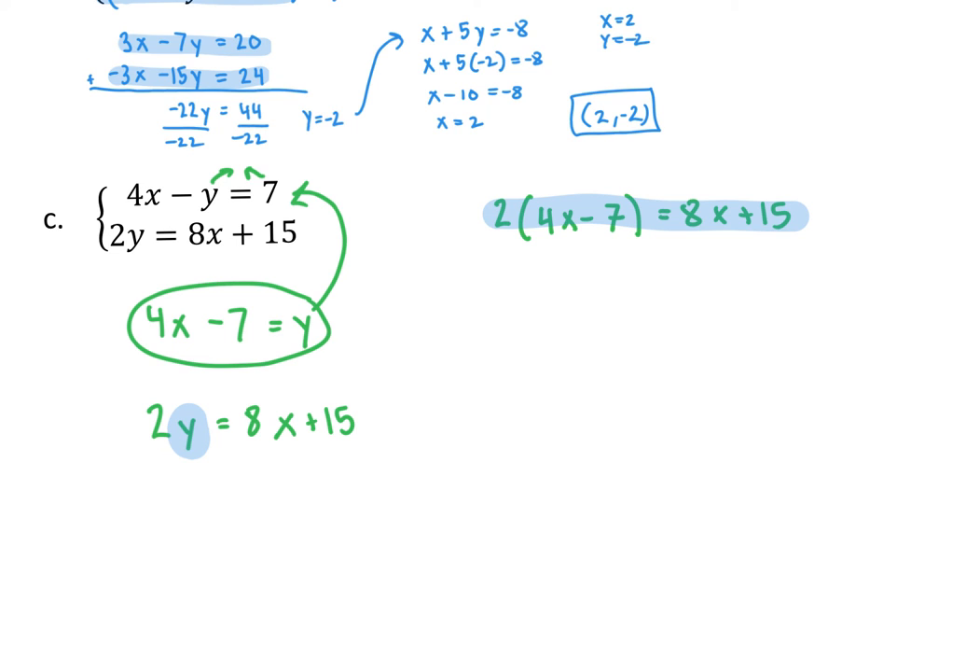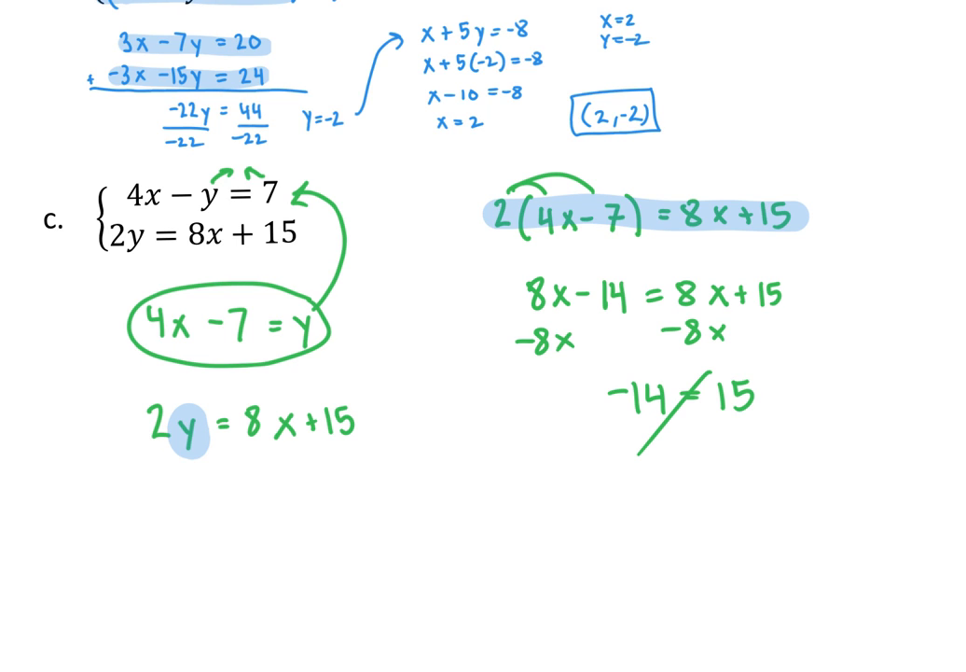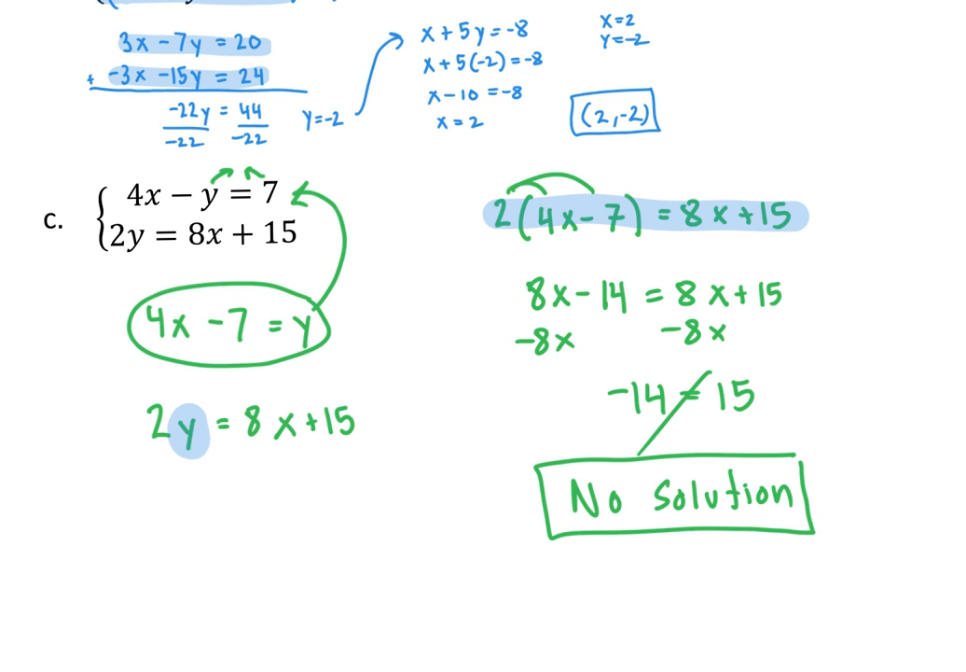So if I distribute this 2 through, 8x minus 14 equals 8x plus 15, if I subtract the 8x over, we're in trouble. -14 equals 15. That is a lie. -14 does not equal 15, so that means that there is no solution. It's kind of nice when that happens, because you don't have to do any extra work. But also it's kind of sad when that happens because it means you did some work for nothing.